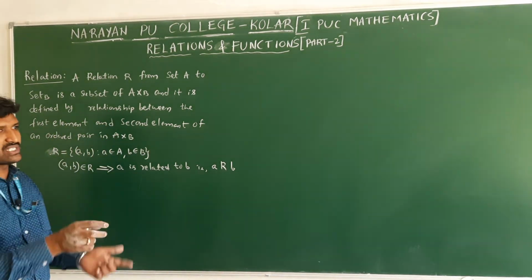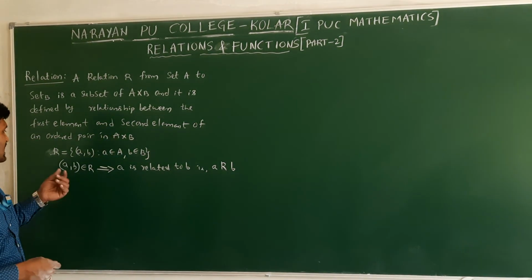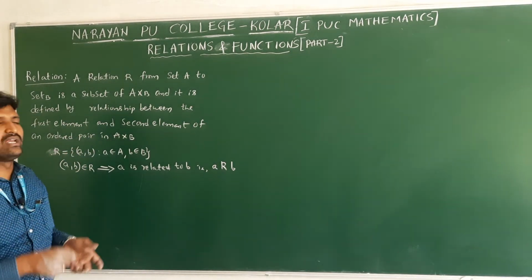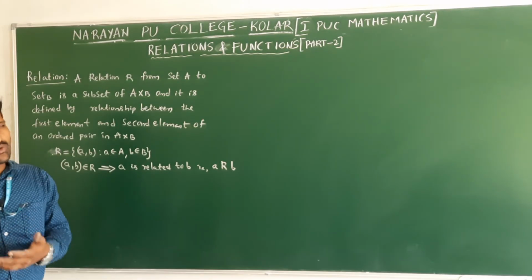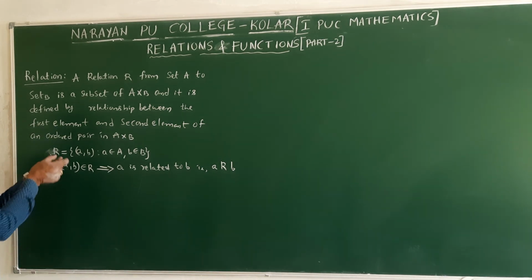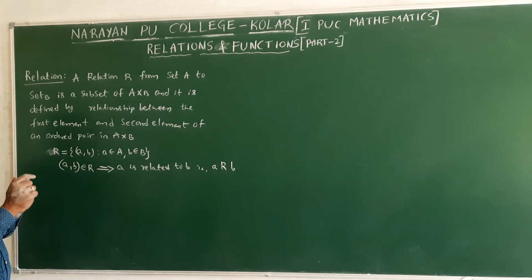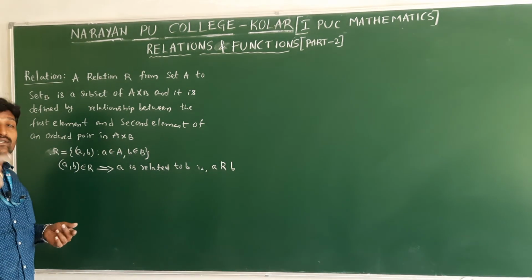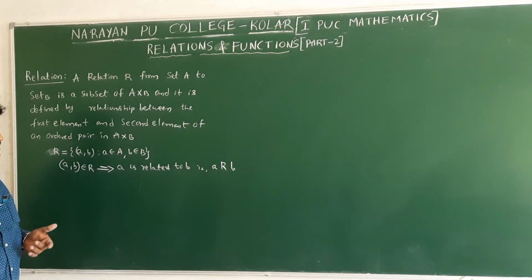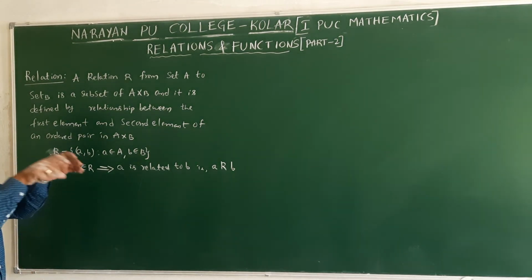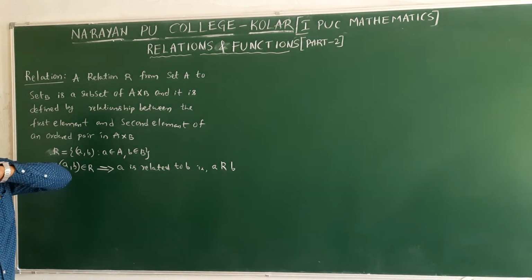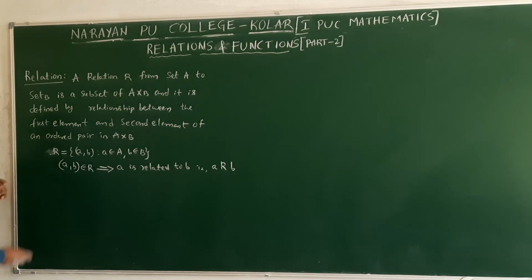A relation can be any operation or any equation they can give, but that equation expresses that a and b have one relation: a equal to b, a equal to b plus 1, b equal to a square, like that. Any relation they can build, and the elements which satisfy that relation are the only ones we take for the relation. But A cross B gives what? All the possible ordered pairs. We list them all out. But in a relation, only those ordered pairs whose elements satisfy the relation are taken, and the remaining are not taken.